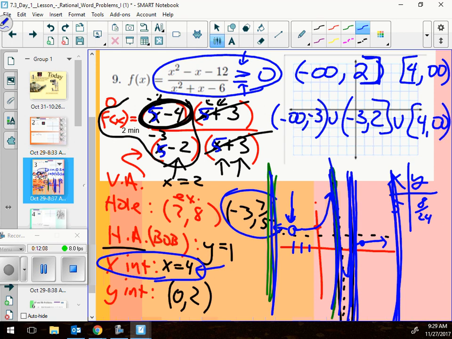This was a really tough one. They're not going to be that difficult on the test, because that's got that hole thrown in there, which makes it much more complicated. Yes?